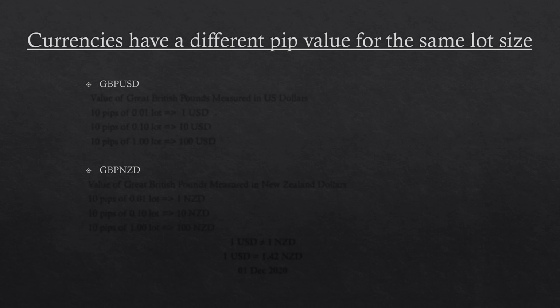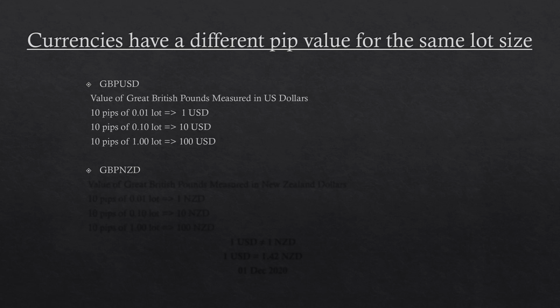The main reason why using the same lot size or having the same size of a stop loss every time you open a trade doesn't work, it's because currencies have different pip value for the same lot size. Let's take a look at these two pairs. So starting with GBP USD. GBP USD is basically the value of Great British pounds measured in US dollars. And that means the unit of its price is US dollars.